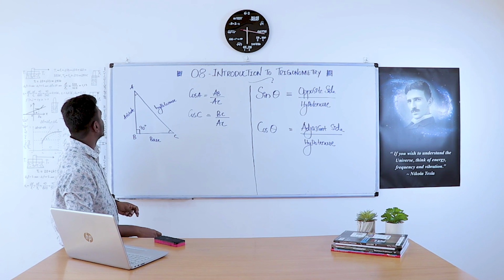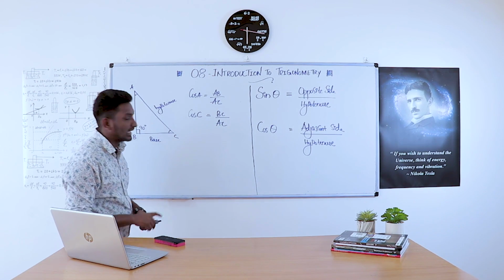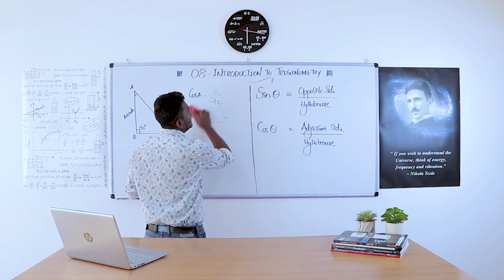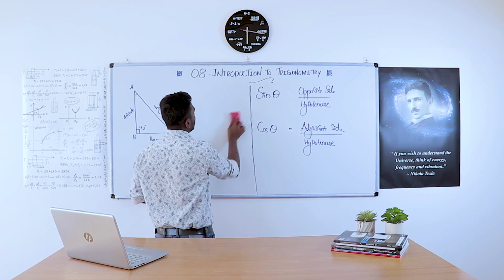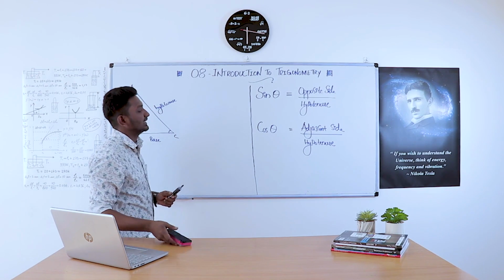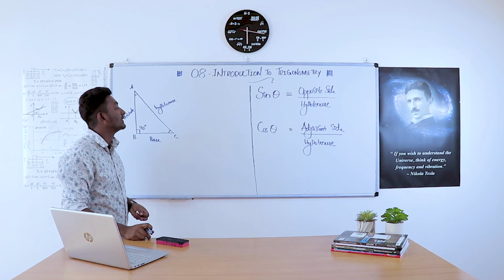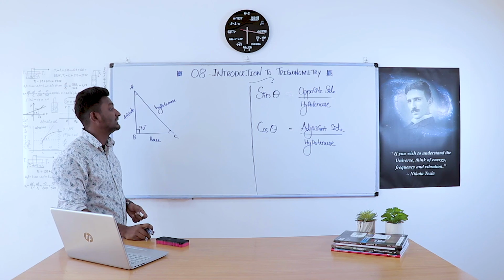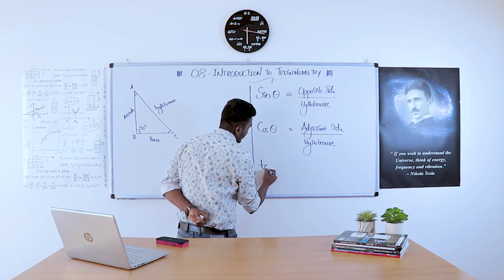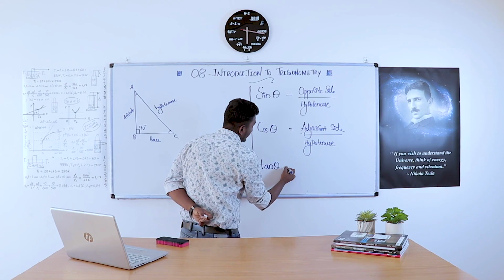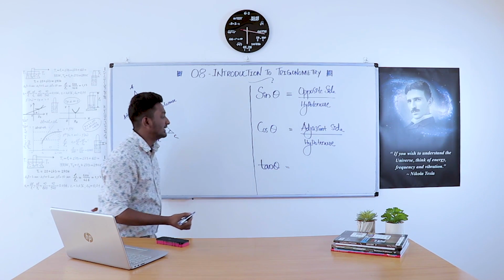So sin theta is equal to opposite side by hypotenuse, and cos theta is equal to adjacent side by hypotenuse. Now moving to the tan value, tan of any angle theta, that is tan theta.